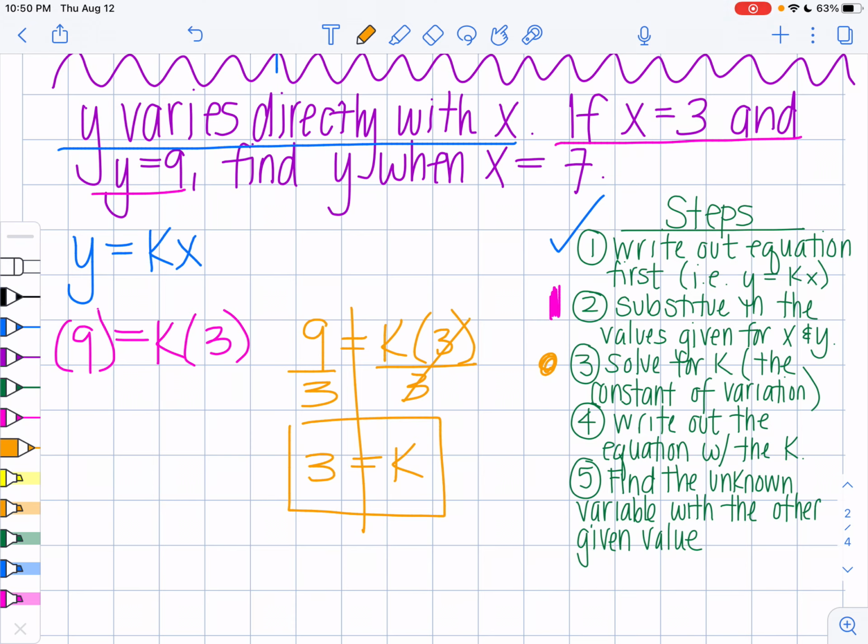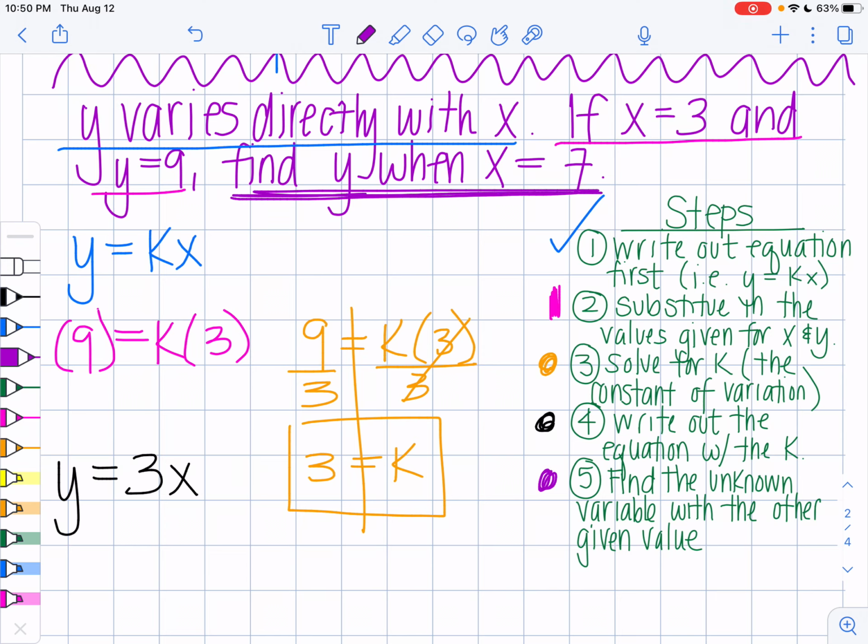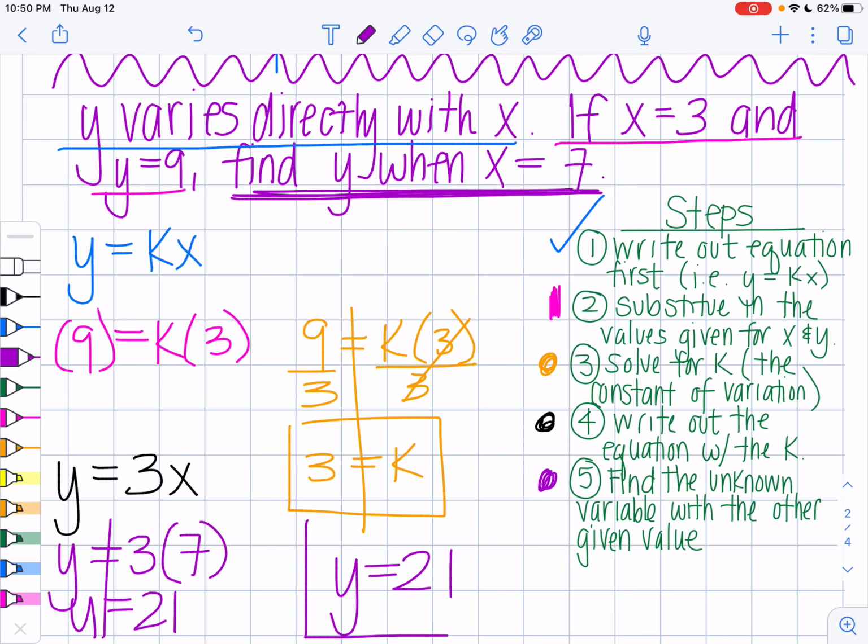Okay, write out the equation with the k in it. So this one I'm going to do in black right here. So my equation now says y equals 3 times x. Perfect. And then last but not least, we'll do in purple here. Find the unknown variable with the other given value. So find y when x is equal to 7. So that means I don't know what y is, but where I have an x, I'm going to substitute in a 7 and multiply this out. So I get y is equal to 21. So my answer is y is equal to 21.